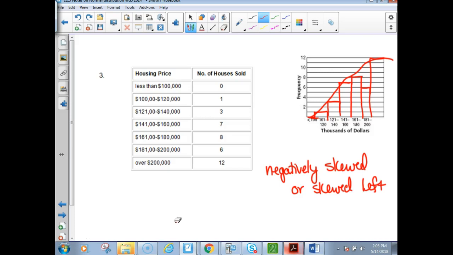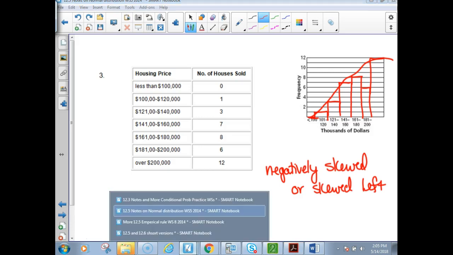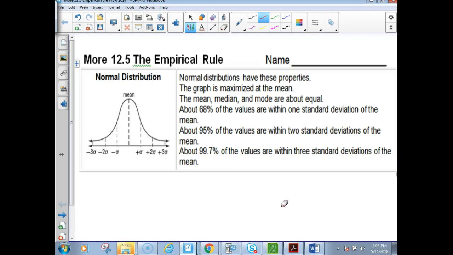Okay, so I'll leave those others for you to practice, and what we're going to go to now is the empirical rule. There is a special rule about the normal distribution. The mean is always right smack in the middle. That would be no standard deviations. That is where the mean is.